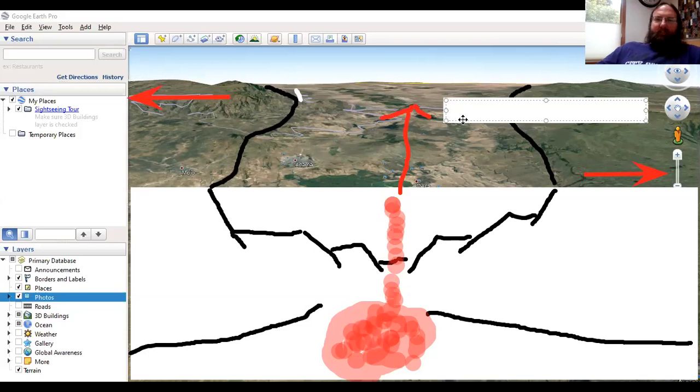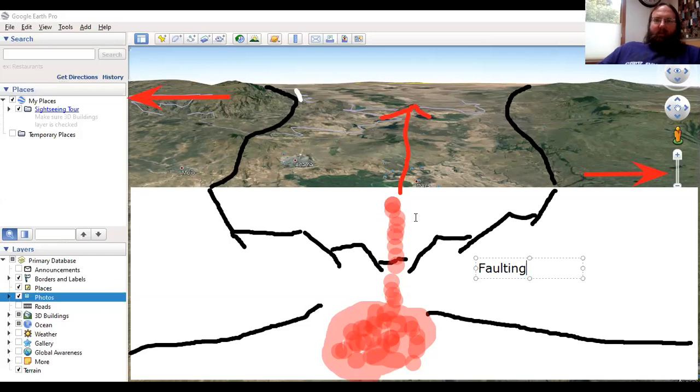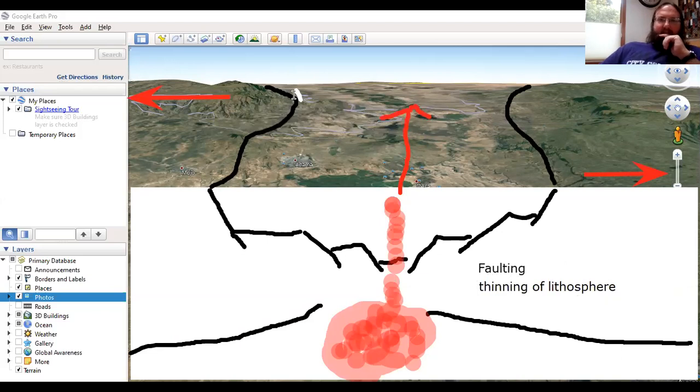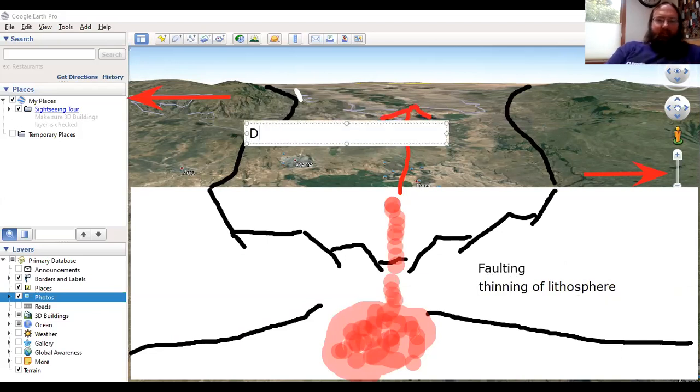And so you're getting a couple interesting features here. First, you're getting faulting. You're getting thinning of the lithosphere. Then you're getting decompression melting of mantle.